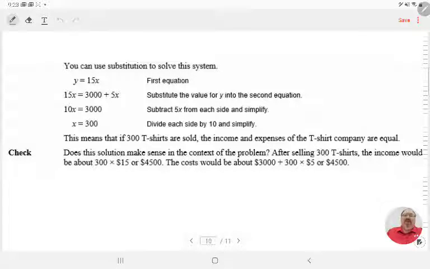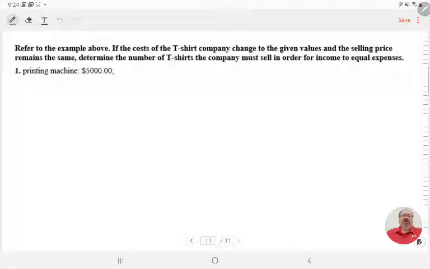We would subtract 5X from both sides. We get 10X equals 3,000. Divide both sides by 10, and we end up with X equals 300. So this means that 300 t-shirts are sold. The income and expenses of the t-shirt company are equal. Okay? All right.